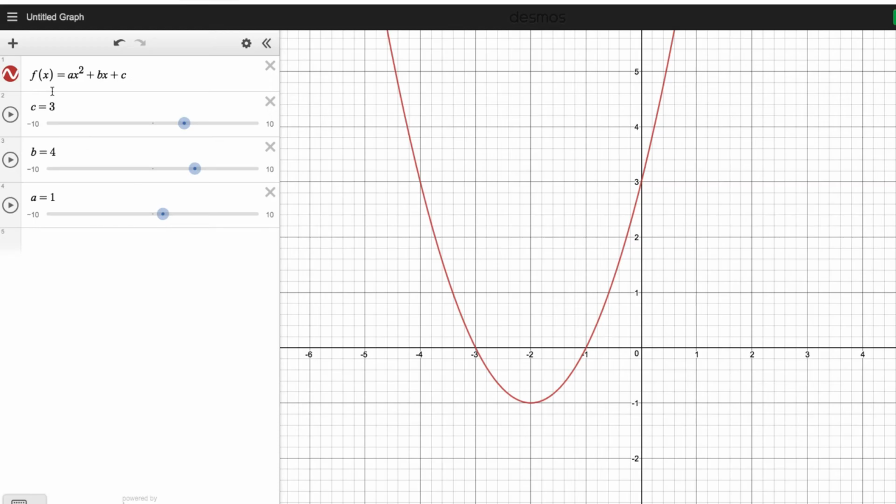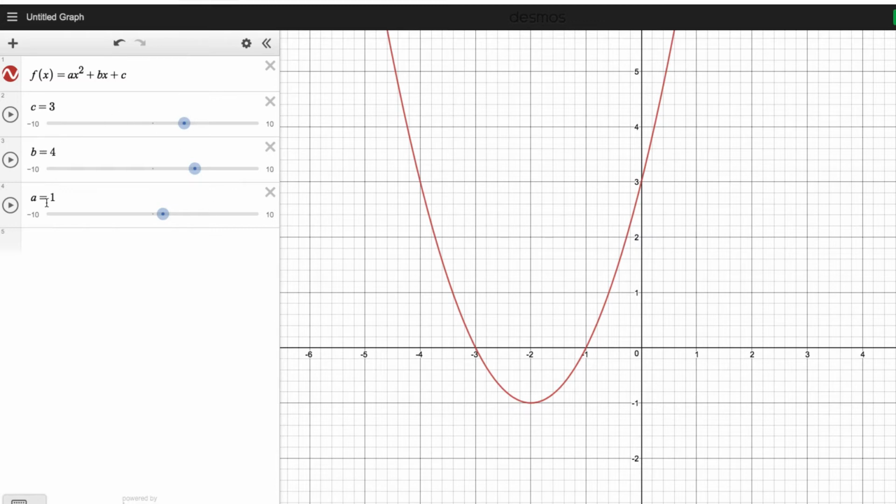Over on Desmos, I have a general quadratic function set up here, ax squared plus bx plus c, and I have the coefficients for a, b, and c set to match the example I just calculated. And you can see the x-intercepts at -1 and -3. But as we know, there's not always two solutions to a quadratic equation. A different equation might produce one solution, it might produce no solutions.